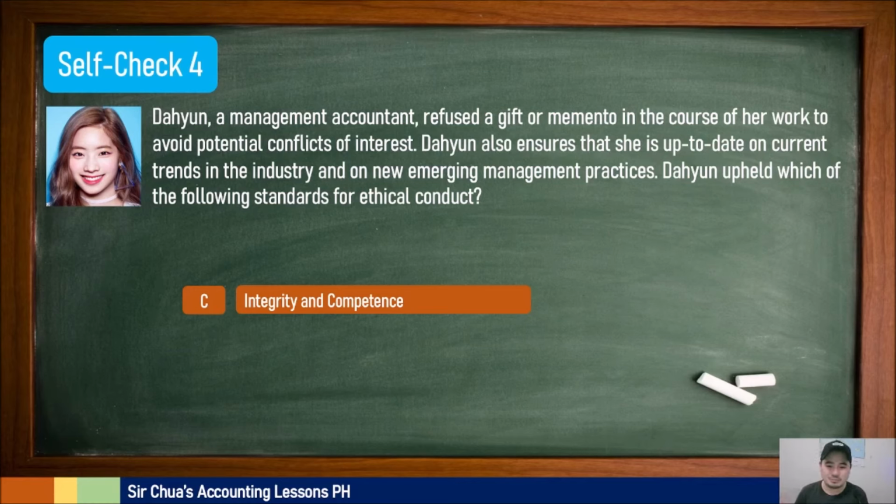And then, Dahyun also ensures that she is up to date with current trends in the industry, ano ba yung mga pagbabago. She makes herself updated to become a good management accountant. So that is competence. So Dahyun upheld these two, integrity and competence. Yung mga twice dyan ha, nakangiti na naman kayo.